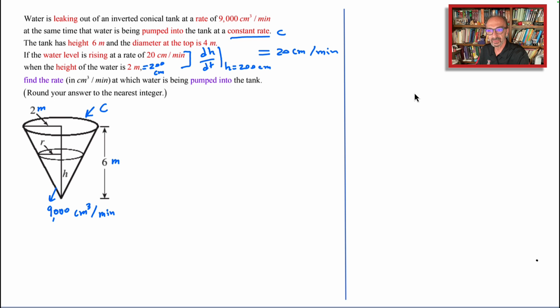Find the rate in centimeter cube per minute at which water is being pumped into the tank. So what we need here is C equals question mark. That's the water coming into the tank. Round your answer to the nearest integer. As you can see now, we have the problem with the graph showing what's given and what's missing. We need C, which is the rate of the water going into the tank.